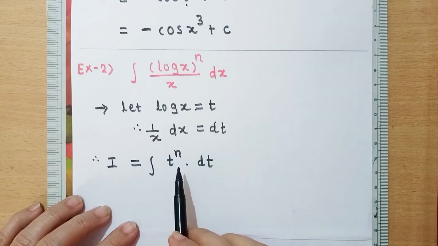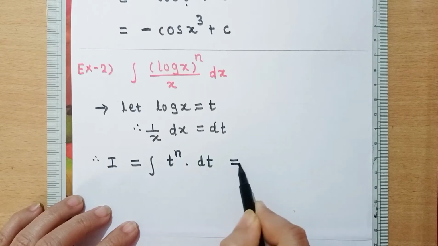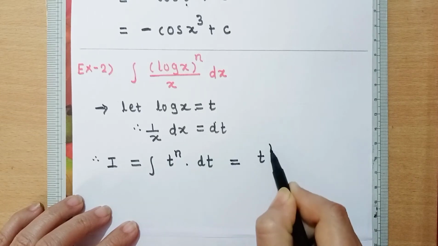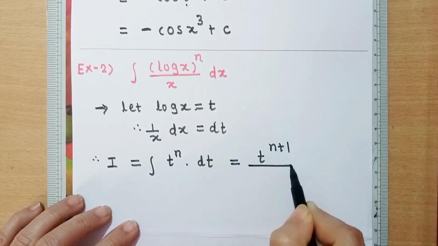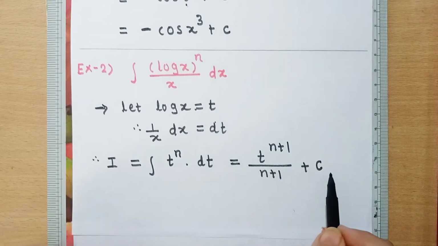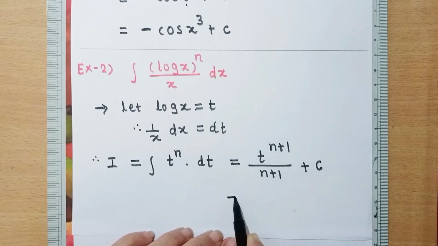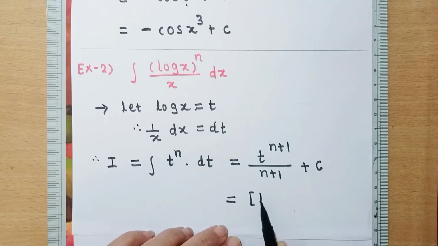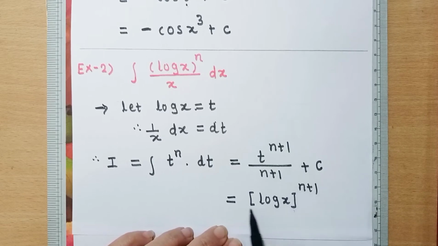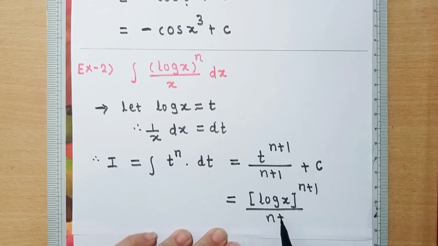Now here we will use the x raised to n formula. So its answer is t raised to n plus 1 upon n plus 1 plus c. And again in the last step, t means what? Log of x. We will substitute that. So here log of x raised to n plus 1 upon n plus 1 plus c. This is the final answer and very easy to solve.